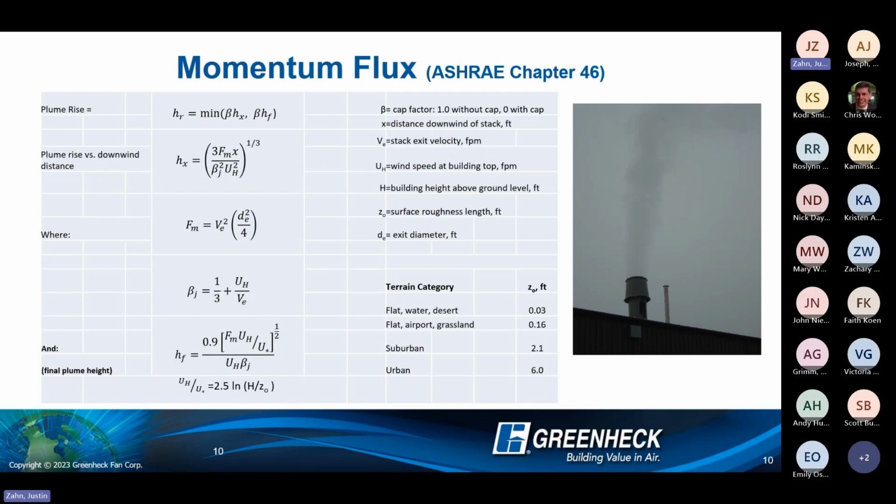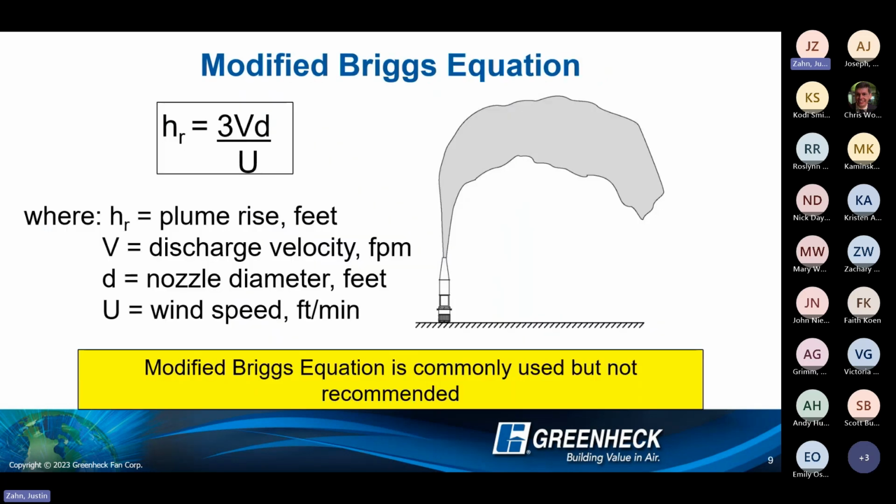So there are still some manufacturers out there that will use the modified Briggs equation to calculate their plume height. The reason for that is because using modified Briggs typically gets you a higher plume height. Okay. It's not a significant difference, but enough that it'll make you turn your head and be like, wow, okay, this competitor can get this much higher of a plume height than Greenheck. And it's just something that we want to make people aware of, because at the end of the day, it's not what we want to see be used, just because it's not nearly as accurate.